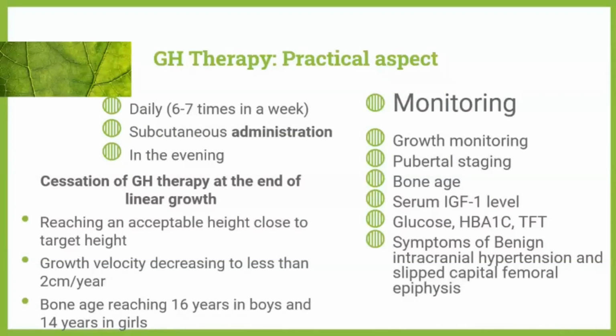Daily, or 6 to 2 times a week, we have to give it by subcutaneous administration in the evening. A pen is available. Cessation of GH therapy is done at the end of linear growth, on reaching an acceptable height close to target height, with growth velocity decreasing to less than 2 centimeters. Some monitoring should be done, like hemoglobin A1C and growth monitoring, and watching for symptoms of benign intracranial hypertension, because that is one common complication we used to see in growth hormone therapy.